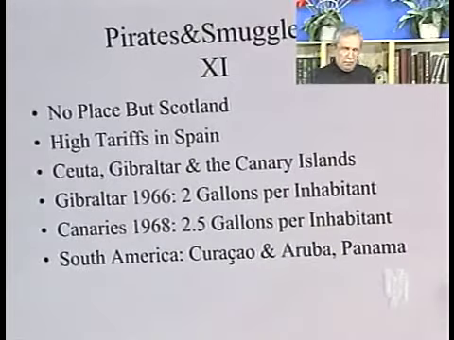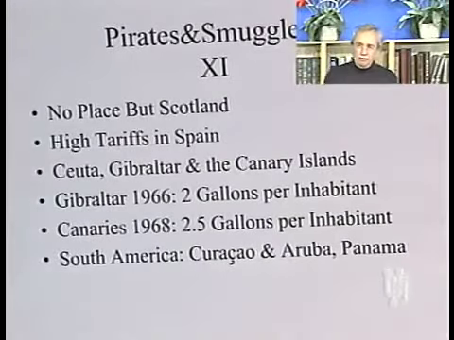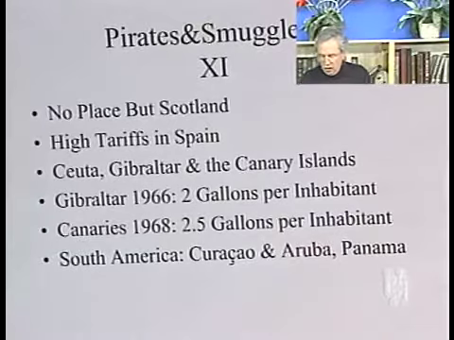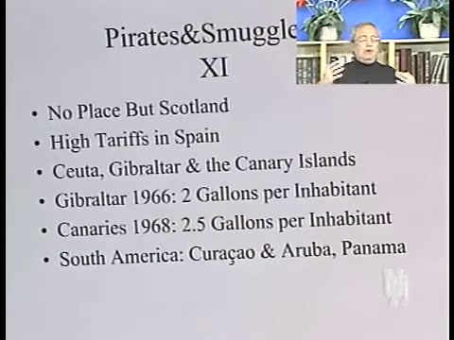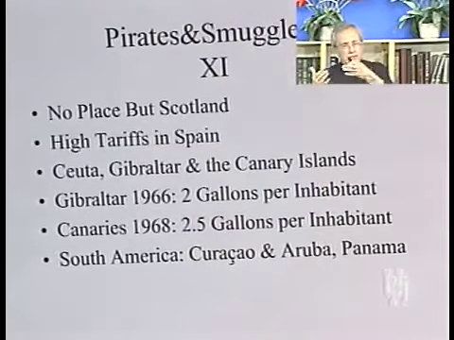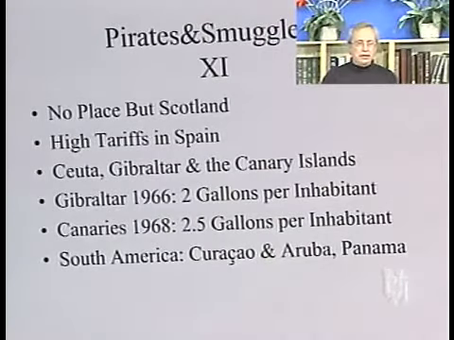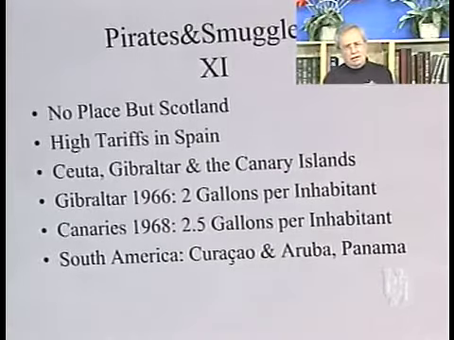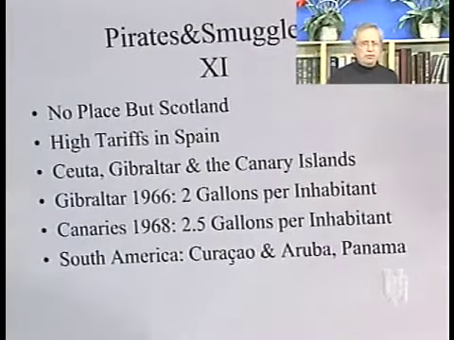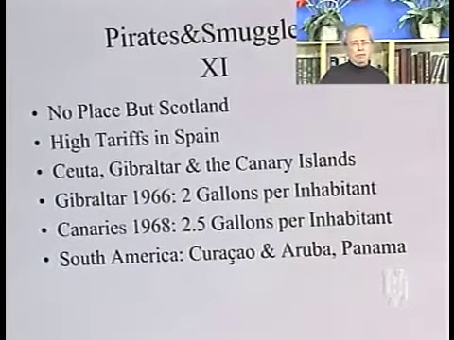With South America, the centers are places like Curaçao, which is part of the Netherlands Antilles, Aruba, Panama. Again, what they all have in common, they're all free trade zones. They're all sitting right at the edge of a highly protected market. It's a perfect place to bring your product in. You're only 100 miles from the coast, in some cases, of Venezuela or Colombia. It's a hop, skip, and a jump to get over on the other side.